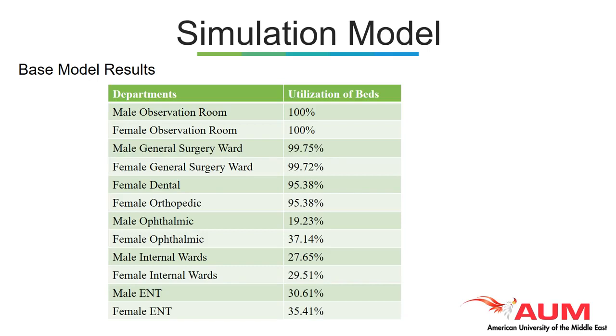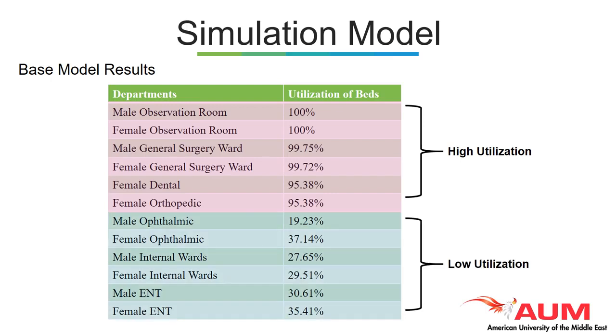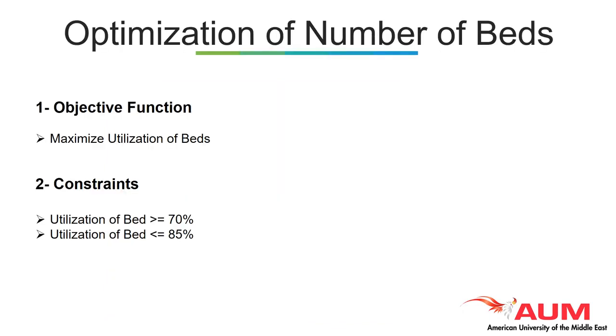Here we noticed that there are departments with a very high utilization of beds and departments with a very low utilization of beds. This showed that there are departments in the hospital that have an insufficient number of available beds, whereas other departments have a sufficient number of beds. So in order to solve this problem, OptiQuest is used to make sure hospital beds and wards are used appropriately.